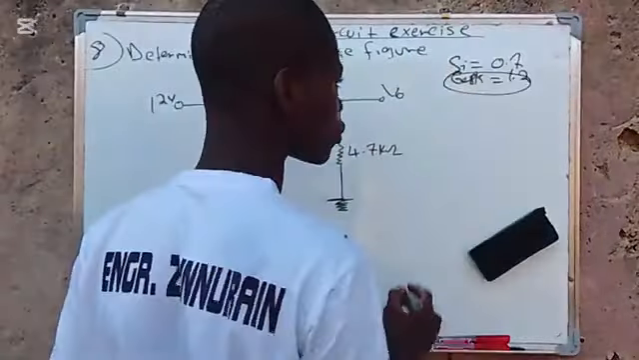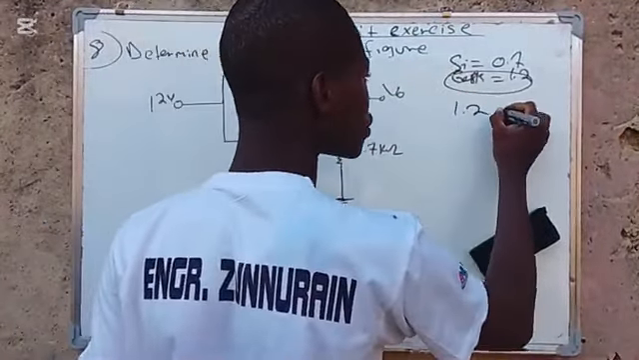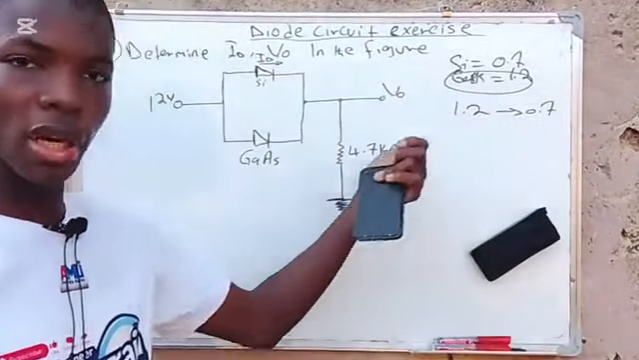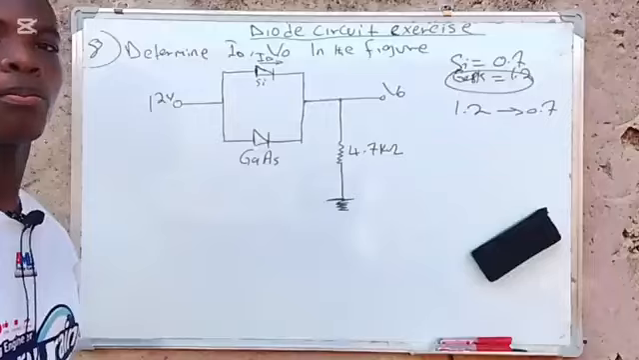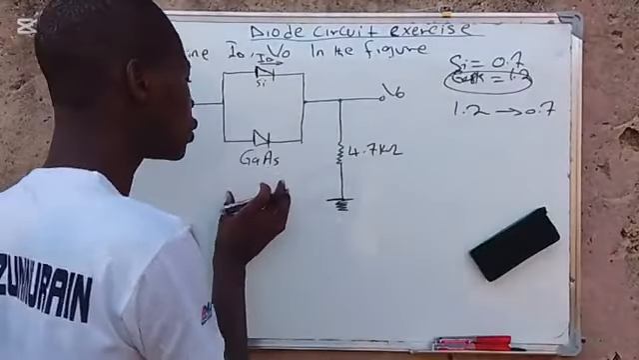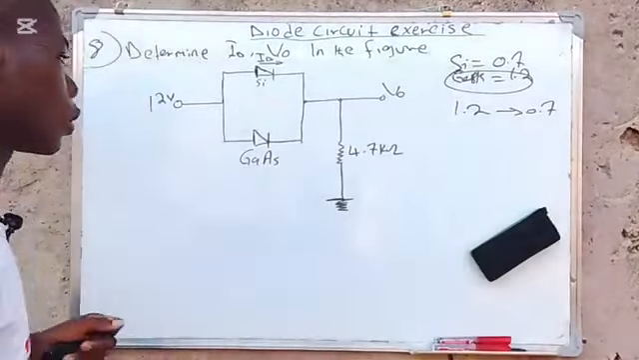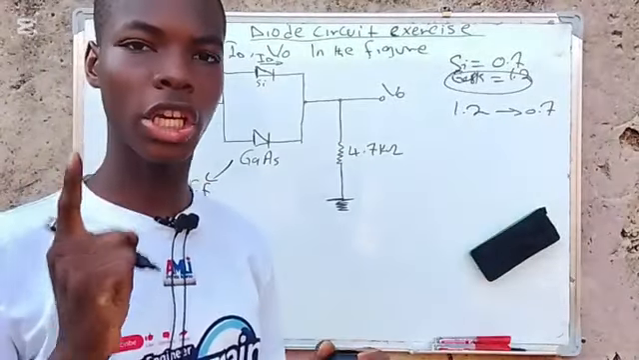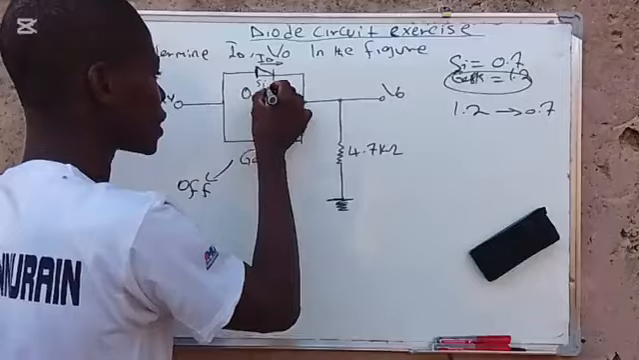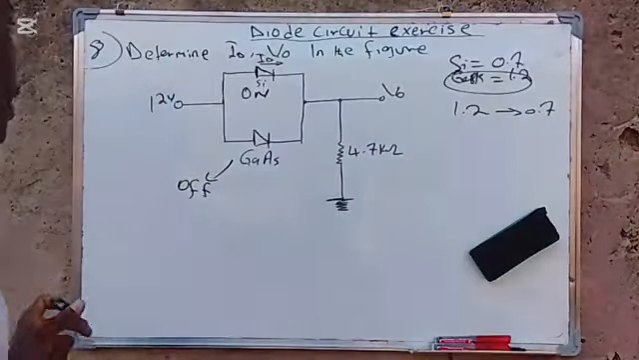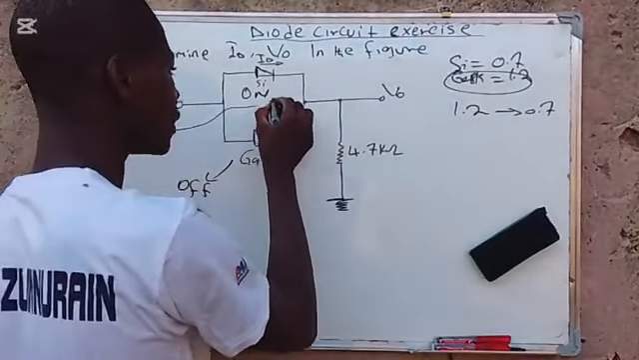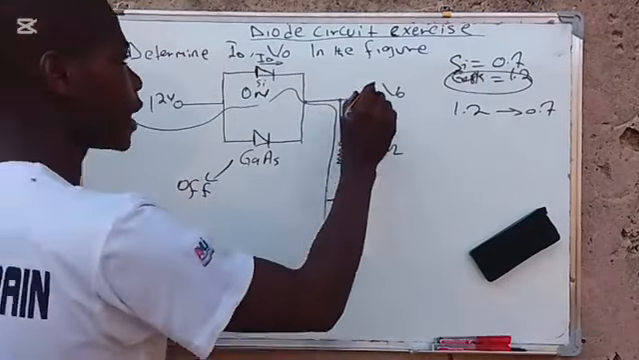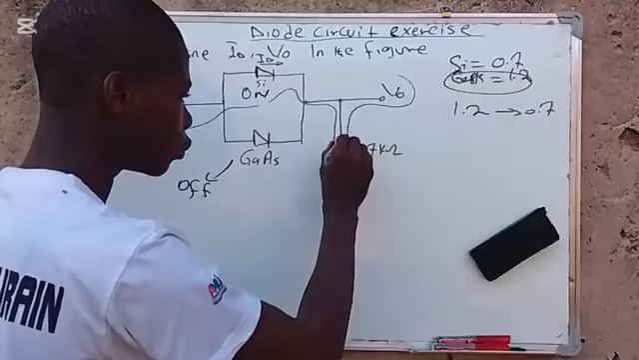This must be off, because this 1.2 is higher than this 0.7, and this 0.7 is lower than this 1.2. So therefore there is no possibility of this gallium arsenide to be on. So this gallium arsenide diode is off. You are just going to concentrate on this diode, which is on. After then you're going to apply the KVL, move here and move off to here to find your currents. And therefore if you are going to find voltage as usual, move to here.